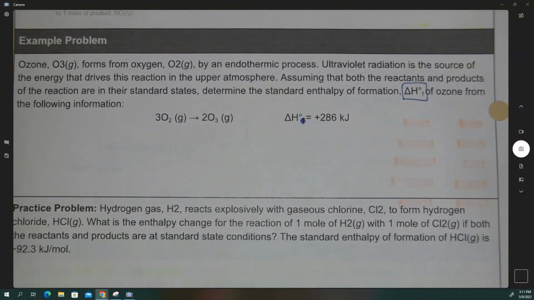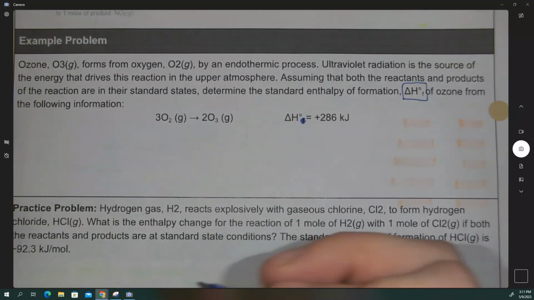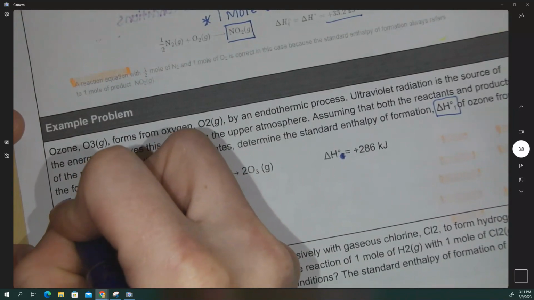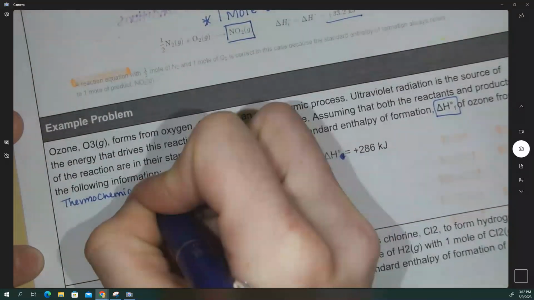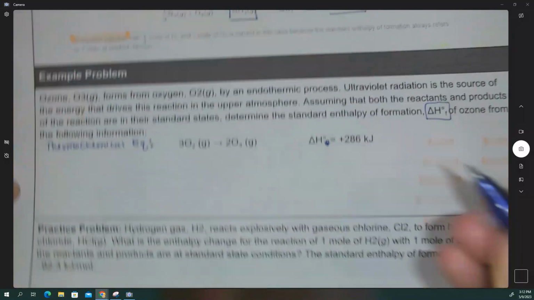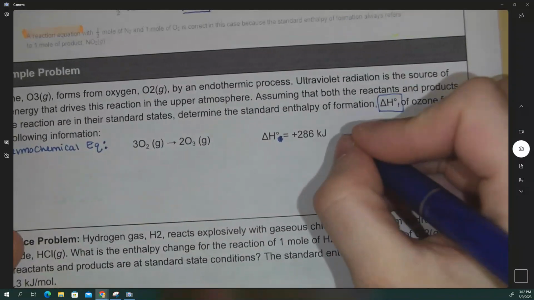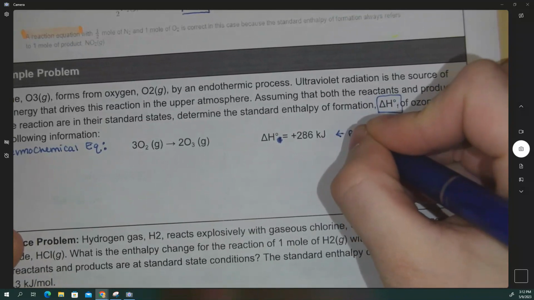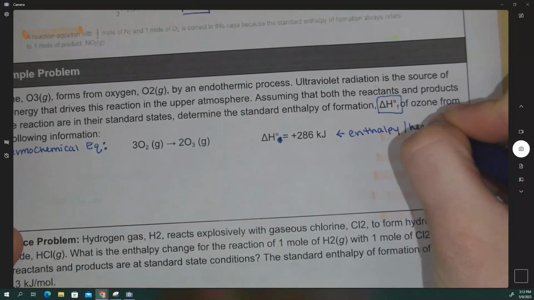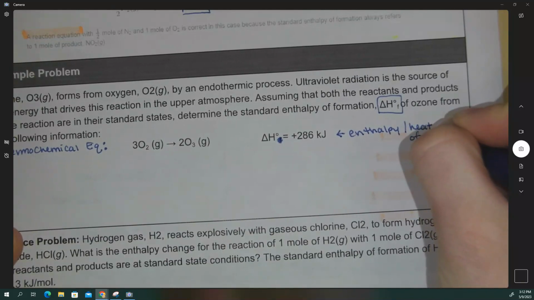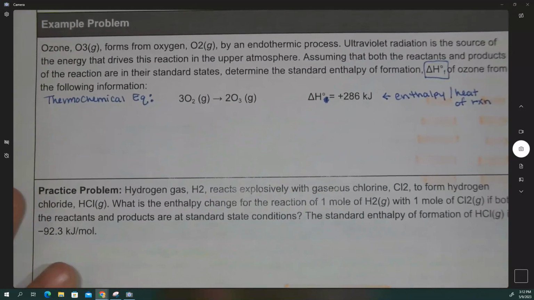Okay, so we have our overall equation. This is known as a thermochemical equation. So we've got our thermochemical equation, which gives us our enthalpy, or heat, of the reaction.